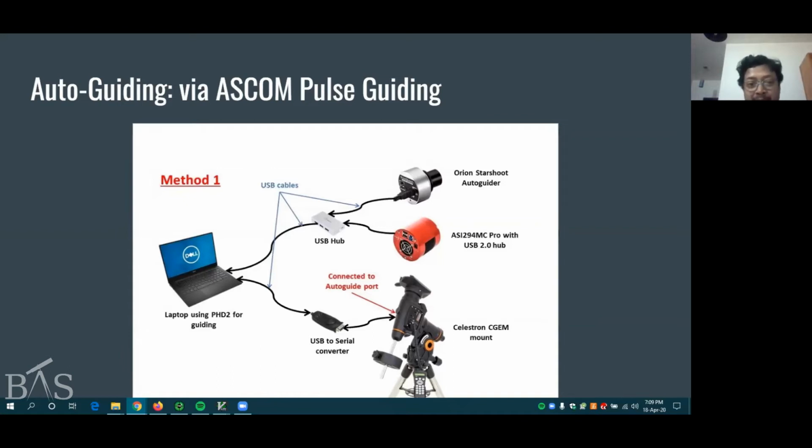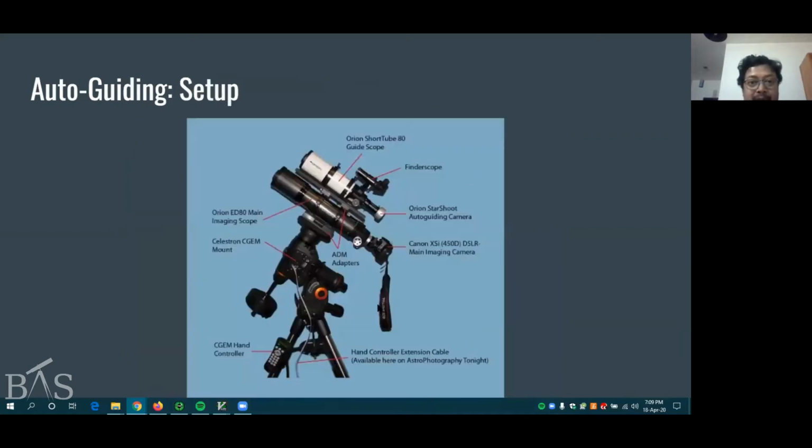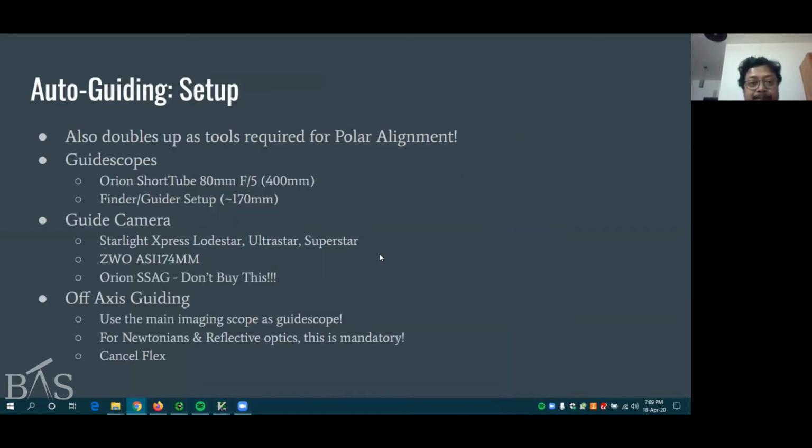This is how a typical guiding rig looks in a piggybacked manner. So this is your primary imaging camera, imaging scope and the camera. On top of that, in this particular case, we have put a guide camera with a guide scope. Now, typical recommendations, or typically this is what people popularly use.